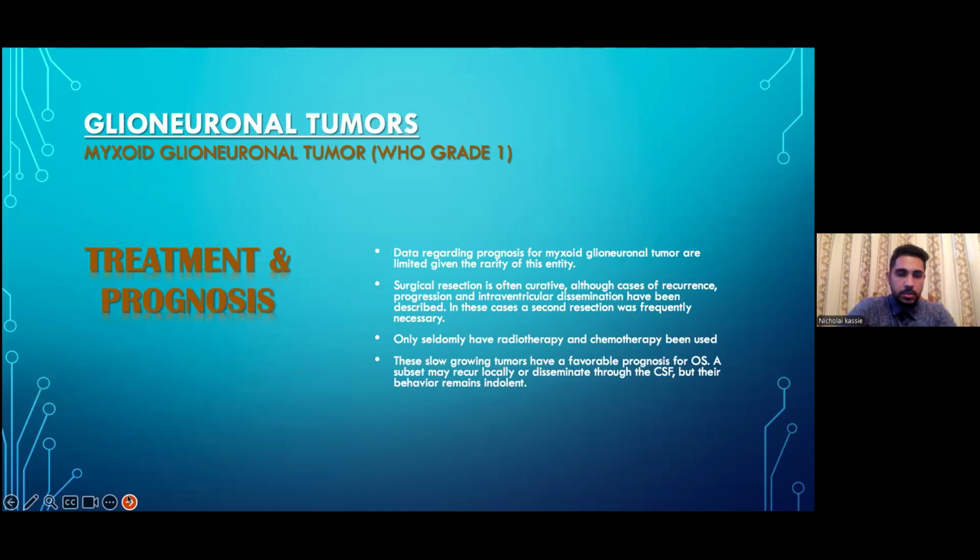Myxoid glioneuronal tumors, these are the usual treatments and prognosis. Data regarding these types of tumors are limited due to the rarity of the tumor. Surgical resection is often curative, although cases of recurrence, progression, and intraventricular dissemination have been described. In these cases, a second resection was frequently necessary. Only seldomly have radiotherapy and chemotherapy been used, and these types of slow-growing tumors have a favorable prognosis for overall survival. A subset may recur locally or disseminate through the CSF, but their behavior remains indolent.